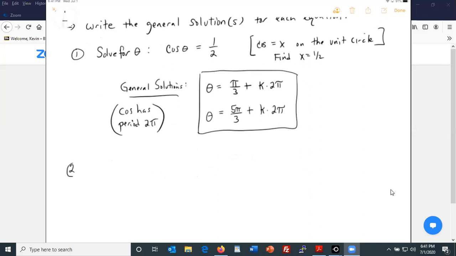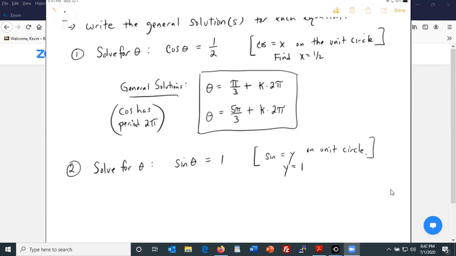All right, let's do another one. Number 2. Solve for theta for the sine of theta equals 1. So what do we need to remember here? On the unit circle, don't forget that sine are the y values. So we're looking for where the y values are 1, because that will give us the sine.